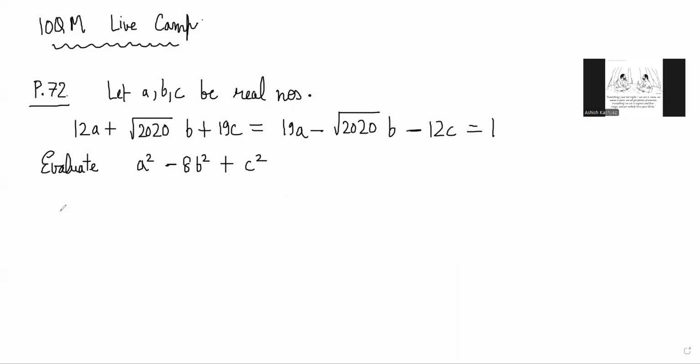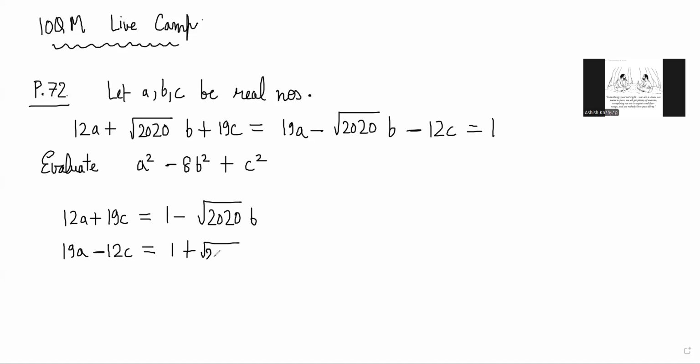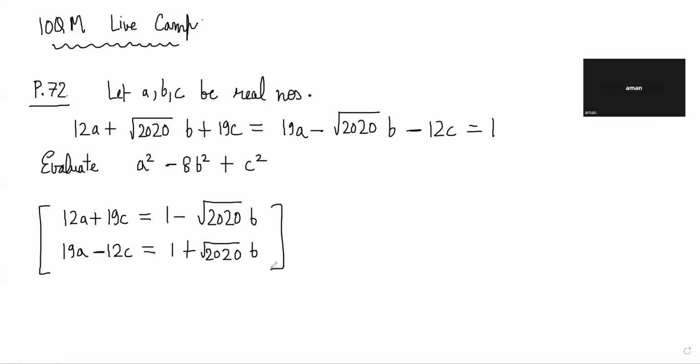Okay. So basically we have to use these three equations. We can say that 12A plus 19C is equal to 1 minus square root of 2020B, right? And we can also say that 19A minus 12C is equal to 1 plus square root of 2020B. Correct? This is clear, no?